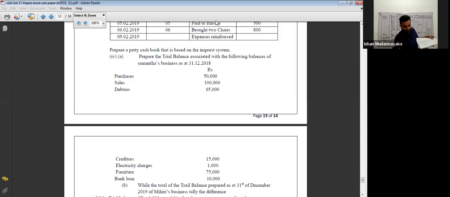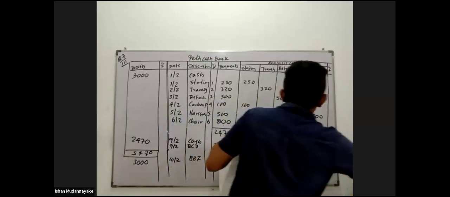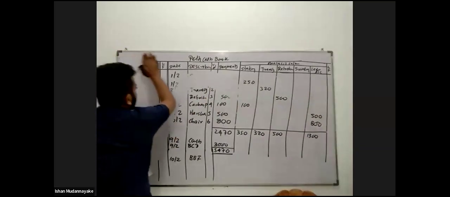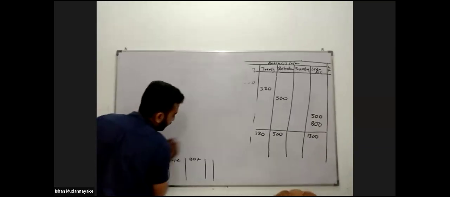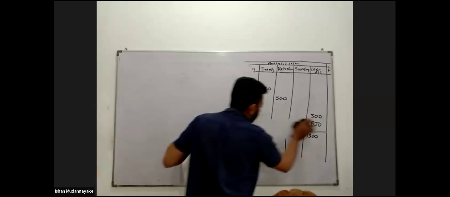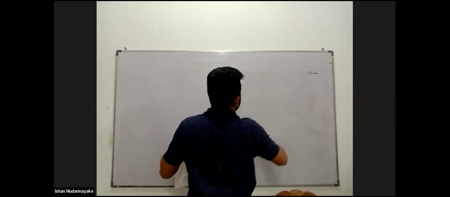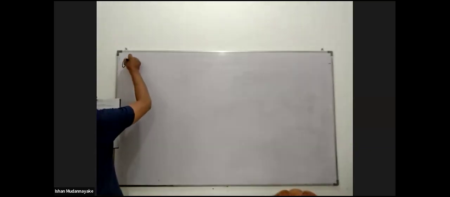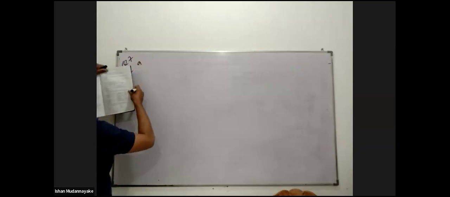Anyway, problem number 4A: you will prepare the trial balance. If both sides are equal, it is okay. Otherwise, the difference should be transferred to the capital or suspense account. Normally in this question capital is not given, therefore you can transfer the difference to the capital account. Look at question number 7, 4A, trial balance.